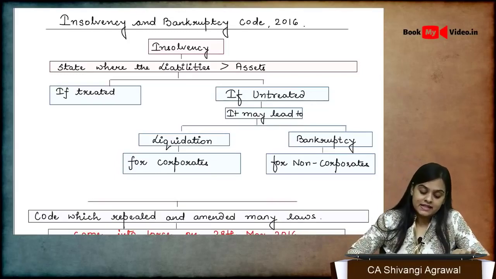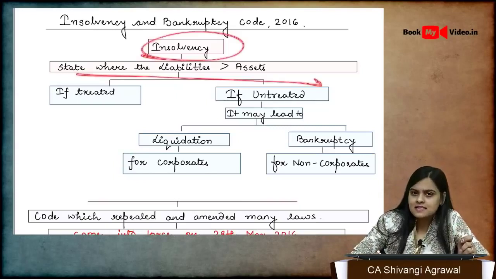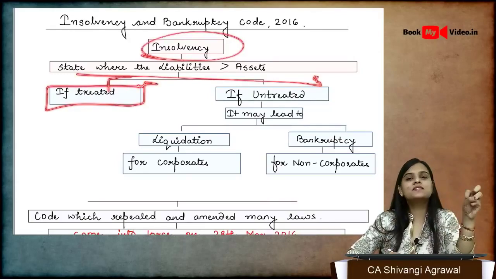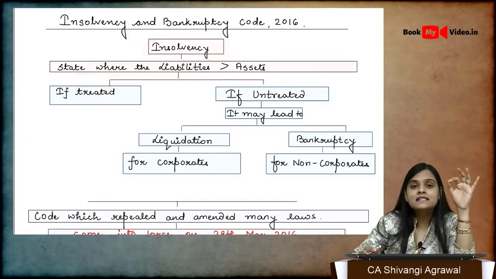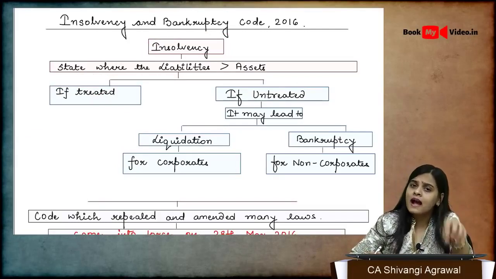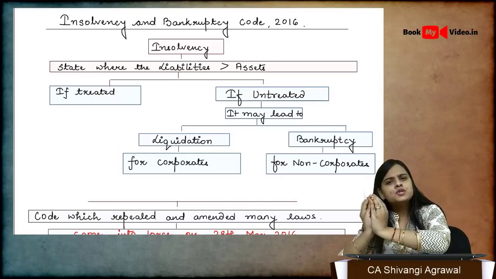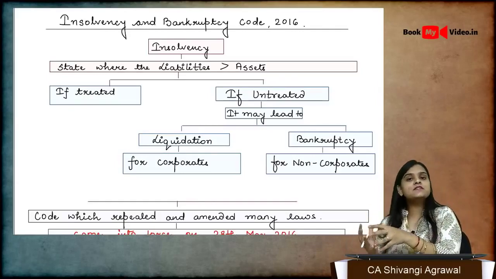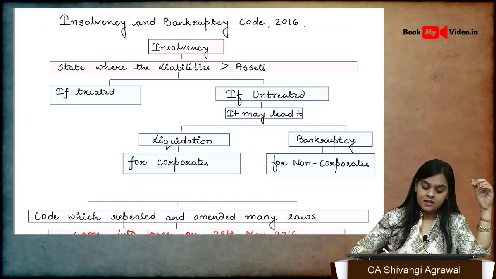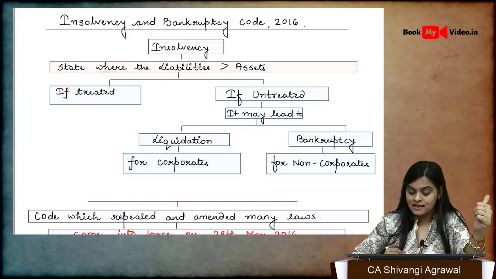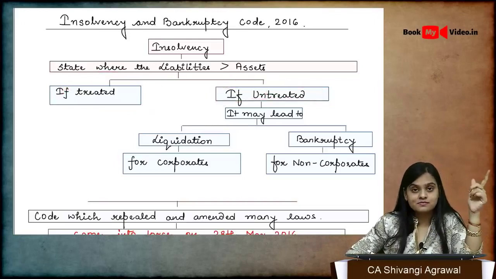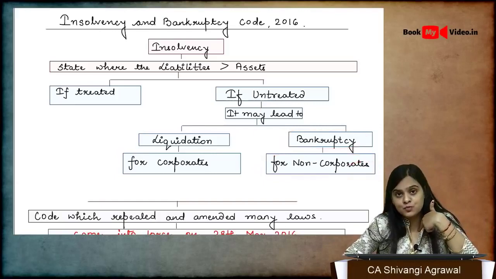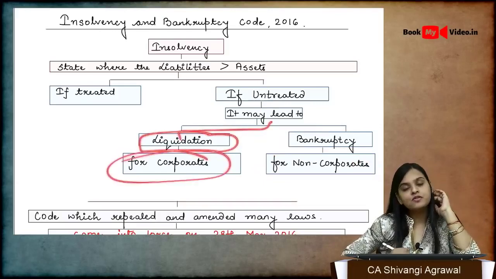So insolvency, my dear, is a state where your assets are lesser than your liabilities. If you treat the state of insolvency, that means you can resolve this insolvency, nothing better than that. And this particular code endeavors to do that only. Liquidation is a very small part of this code, because its emphasis is to revive the person from the state of insolvency. If it is untreated, or it cannot be treated for some reason, then it may lead to bankruptcy for non-corporates that I spoke to you about, and to liquidation for corporates.